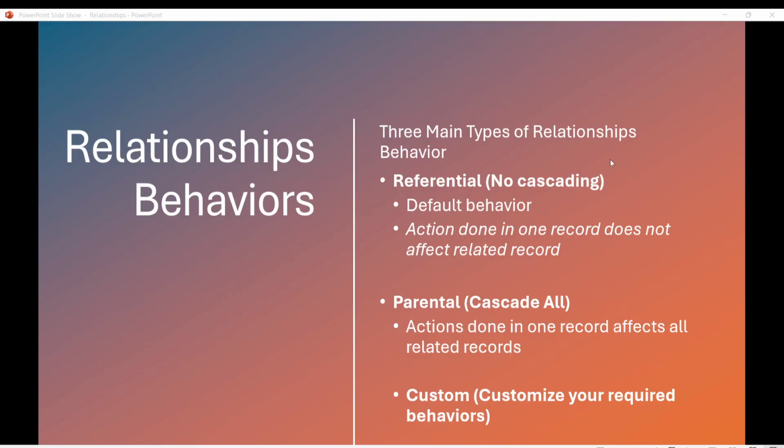So as you can see here, we have 3 main types of relationships. One is referential, and there's no cascading at all in referential behavior. No cascading means that actions done in one record do not affect the related records. Parental behavior, so actions done in one record affect all the related records. So whatever action you do in one record, it will cascade to the related records as well. And you have custom as well. That just means you can customize the kind of behavior that you want.